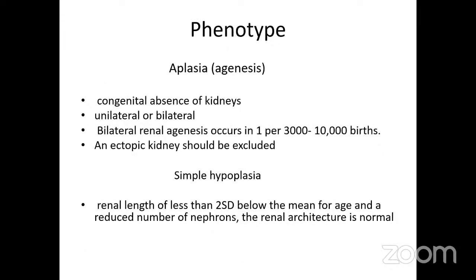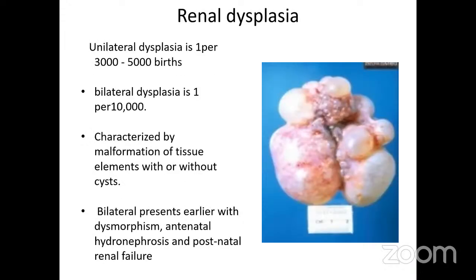Next slide, please. Then, coming to the different phenotypes of CAKUT. Aplasia or agenesis is the congenital absence of the kidneys. It can be unilateral or bilateral. Bilateral renal agenesis occurs in 1 per 3,000 to 10,000 births. An ectopic kidney should be excluded when labeling a child with agenesis or aplasia. Then simple hypoplasia. When do you call a kidney hypoplastic? Hypoplastic means the renal length is more than 2 standard deviations below the mean for age, and these kidneys usually have a reduced number of nephrons. The renal architecture is normal. You don't find any abnormality in the renal structure; they only contain a reduced number of nephrons.